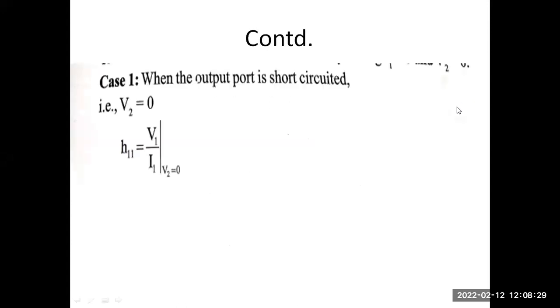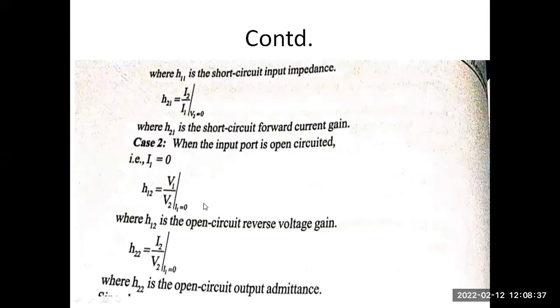So when the output port is short circuit, that is V2 equal to 0, H11 equal to V1 by I1 where V2 equal to 0. This H11 is the short circuit input impedance. Now H21 equal to I2 by I1, where V2 equal to 0, and H21 is the short circuit forward current gain. Here you see it is basically the ratio between two currents, I2 by I1. Now we are going from 1 to 2, that's why it is forward current gain.